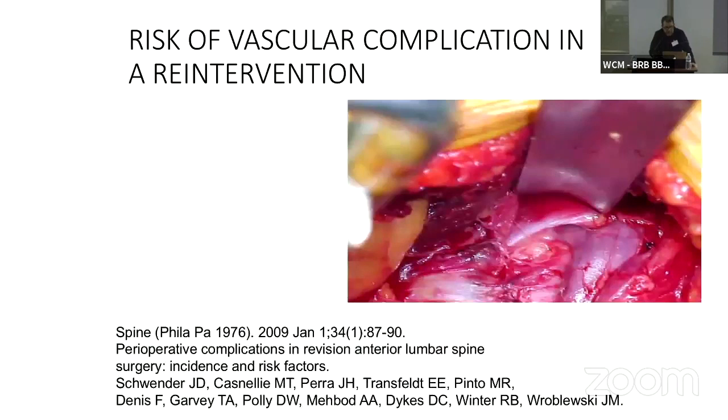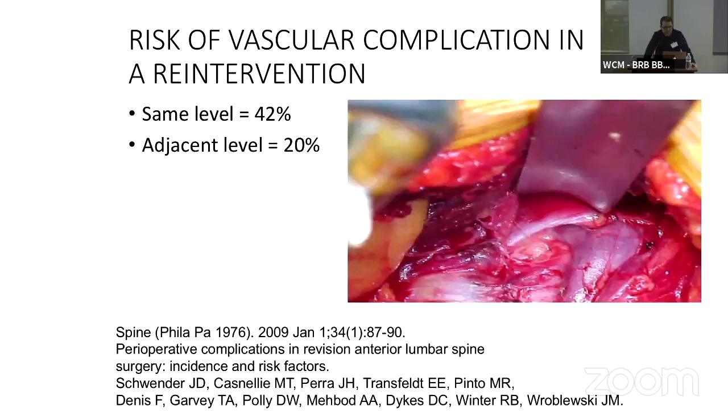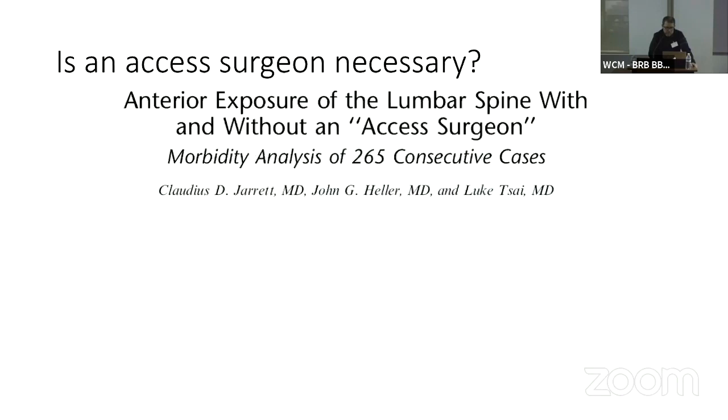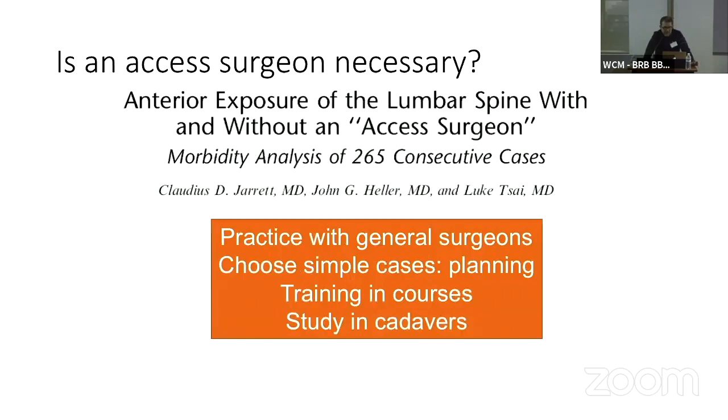And reintervention is another story, because the risk of vascular complication at the same level is 42%, and at the adjacent level is 20%. For this reason, it's always necessary to have access surgeons in revision surgery in the anterior approach. And is an access surgeon necessary? Maybe yes, maybe not. And the access surgeons' advice for the spine surgeon who wants to do the approach: practice with general surgeons, choose simple cases, planning, training in courses, and studying in the cadaver lab.